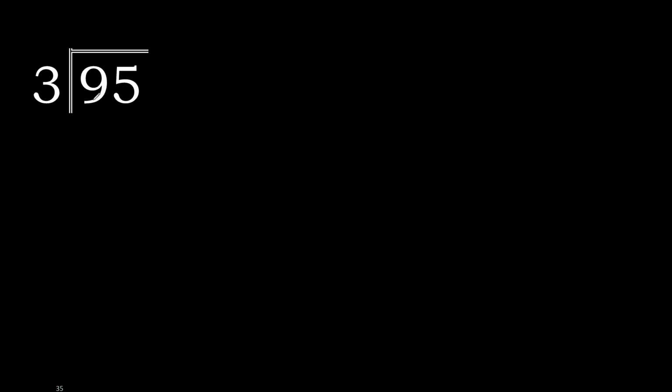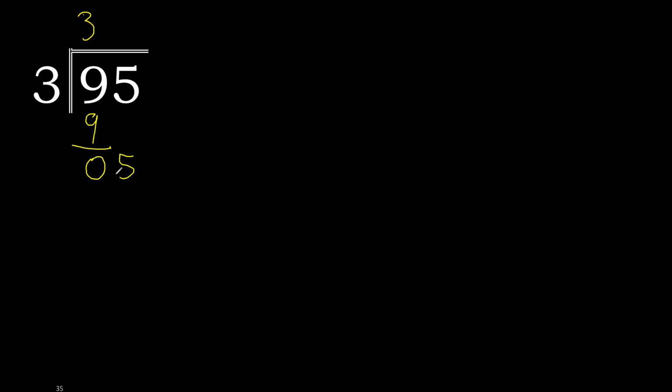95 divided by 3. First, 9. 9 is not less, therefore start with 9. 3 multiplied by which number is nearest to 9 but not greater? 3 multiplied by 4 is 12. 12 is greater. 3 multiplied by 3 is 9. Okay, it is not greater. 9 minus 9 is 0.